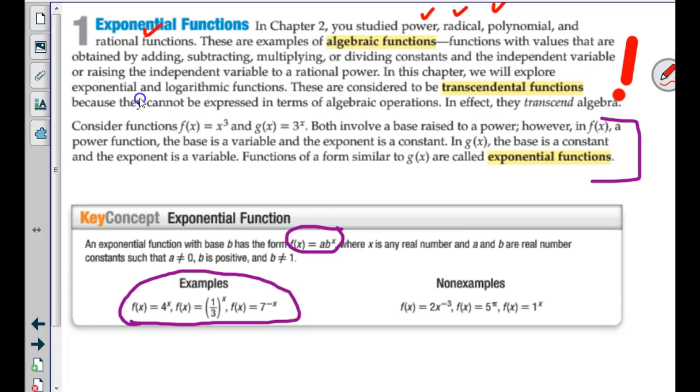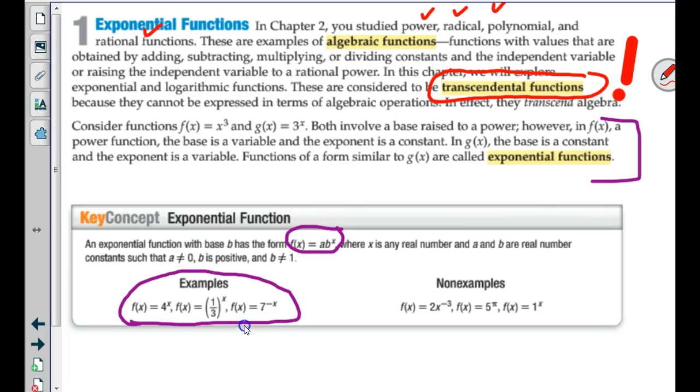In this chapter, we'll explore exponential and logarithmic functions. This is just my favorite. I just love this. They are considered to be transcendental functions. Doesn't it sound like we're geniuses? We're studying transcendental functions. That's why I like it. Because they cannot be expressed in terms of algebraic operations. Instead, they transcend algebra.